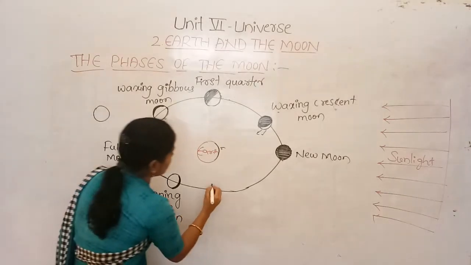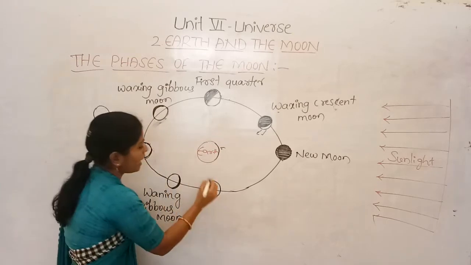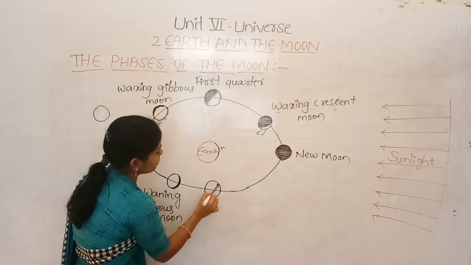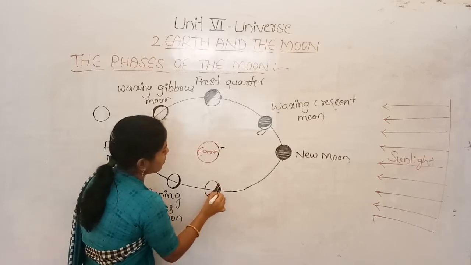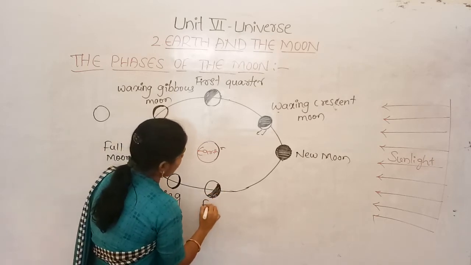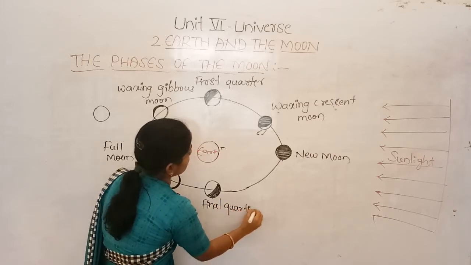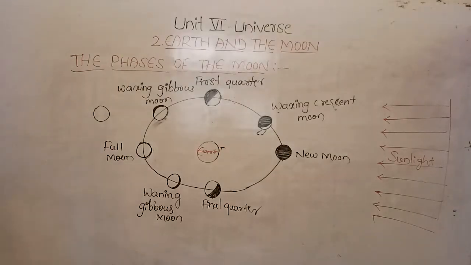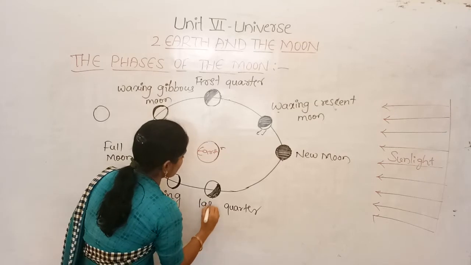And again when the moon reaches this position, we are able to see half part of the moon. Only half part we are not able to see, the other half we are able to see. This is called the final quarter. This is the first quarter and this is the final quarter. Or we can say the last quarter.